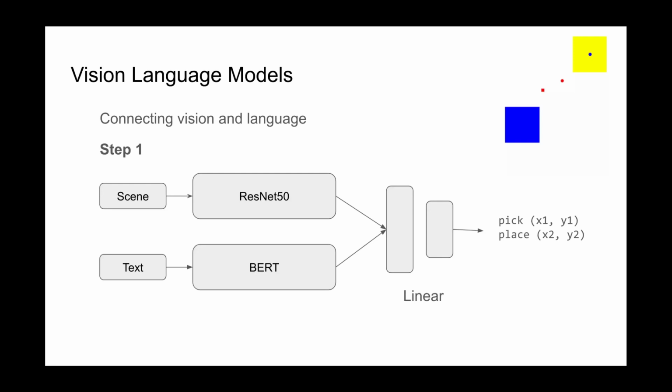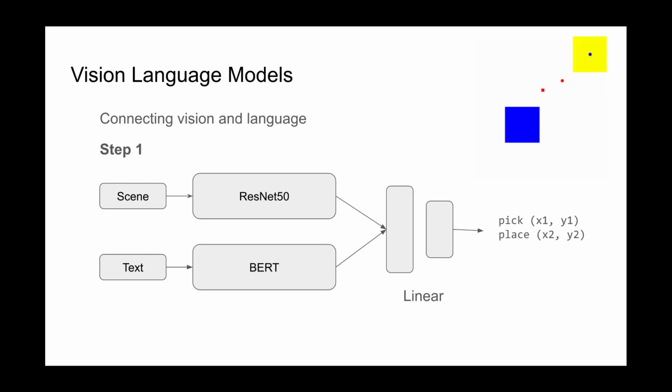So I set out with a very simple idea that we can take the scene and pass it through a pre-trained residual network, which is a state-of-the-art image embedding model. And similarly for text, I took the BERT transformer model and I generated the two embeddings. And I passed them through a linear neural network to generate pick and place coordinates.